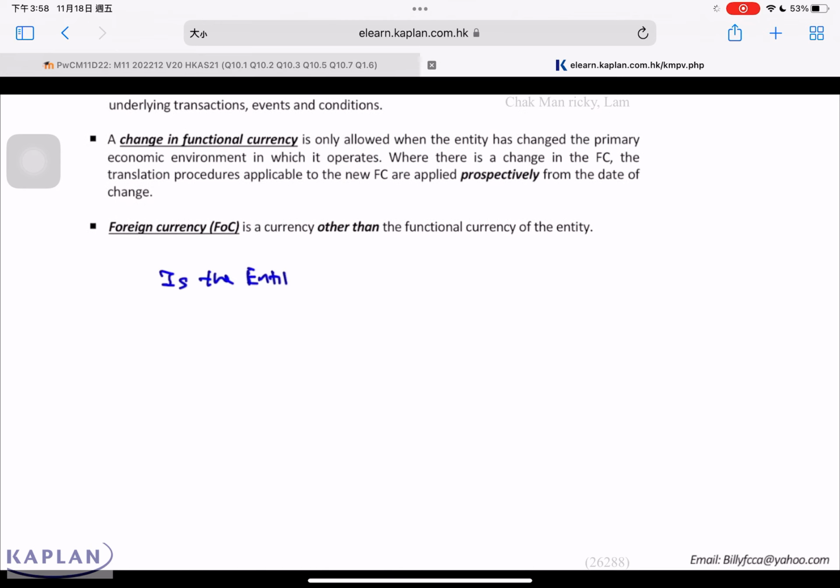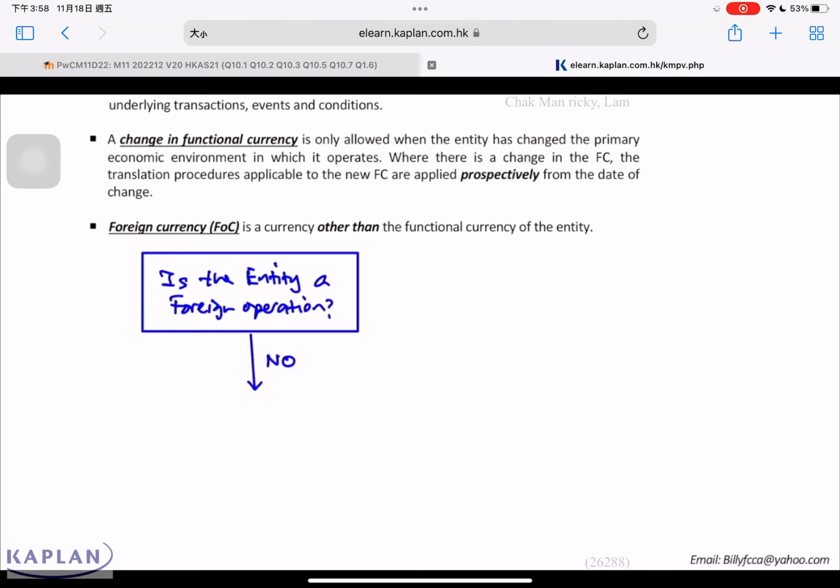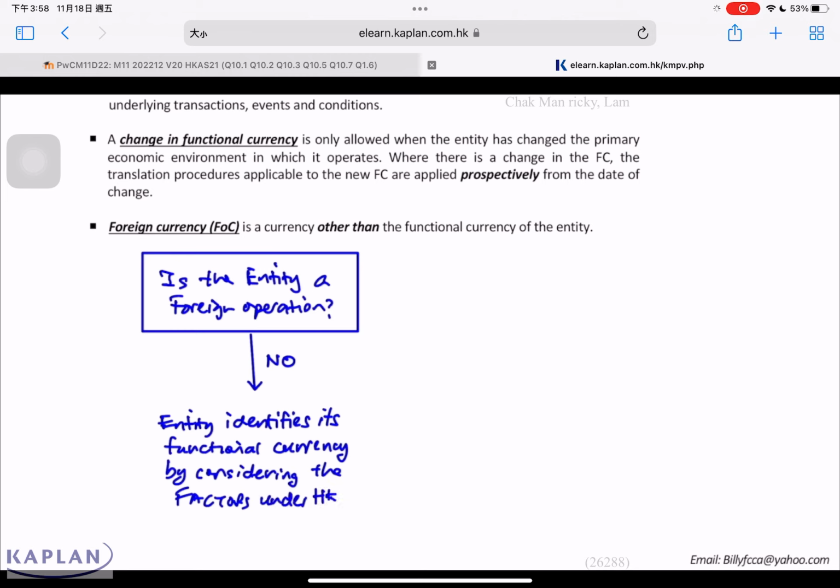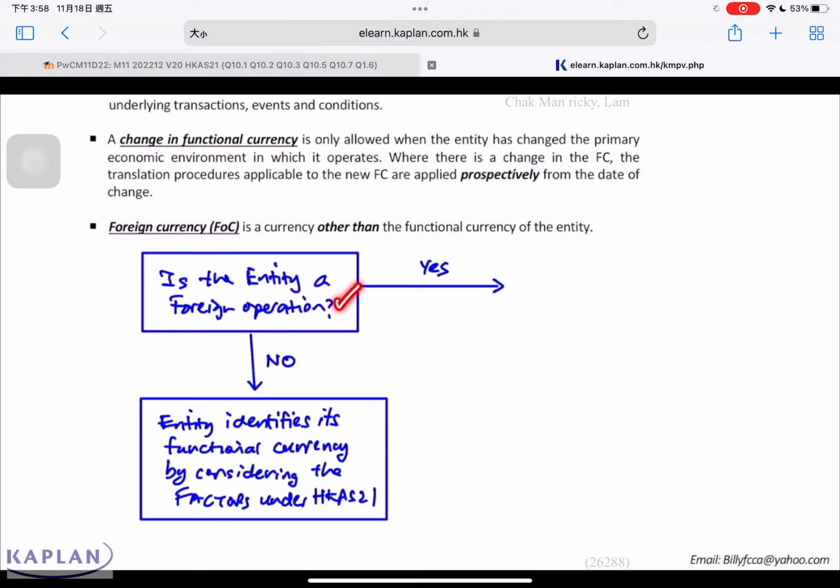Is the entity considered a foreign operation? If the answer is no, the entity is a standalone entity. The entity has to identify its functional currency by considering the factors given under HKAS 21. If it's yes, the entity is considered a foreign operation. The entity has a parent company in mainland China. The company has a head office in the US. This entity is a foreign operation of a head office, a foreign operation of the parent company. It's considered a foreign operation.